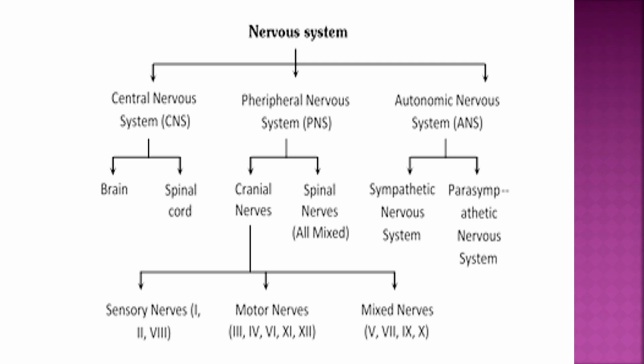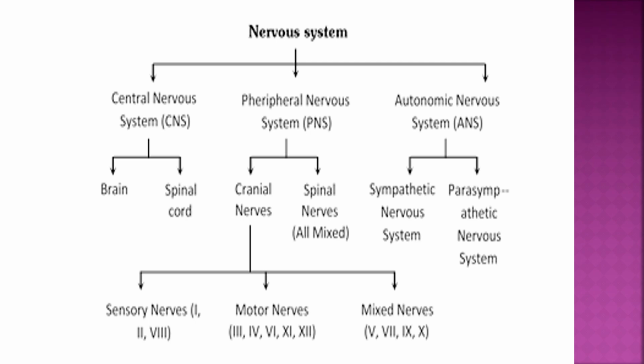The peripheral nervous system mainly contains nerves which arise from the brain and spinal cord, so cranial nerves and spinal nerves. The autonomic system is composed of the sympathetic nervous system and the parasympathetic nervous system.